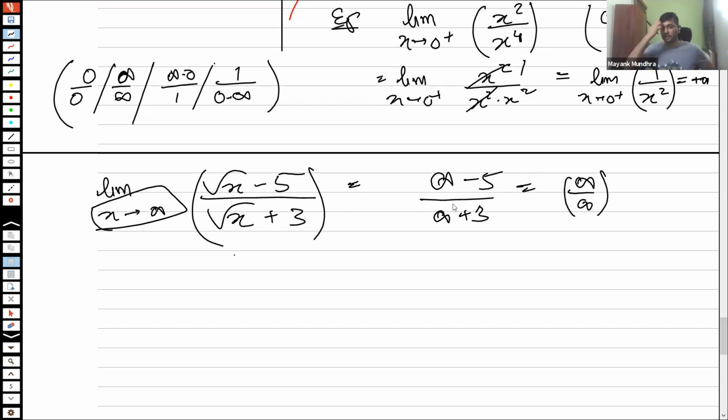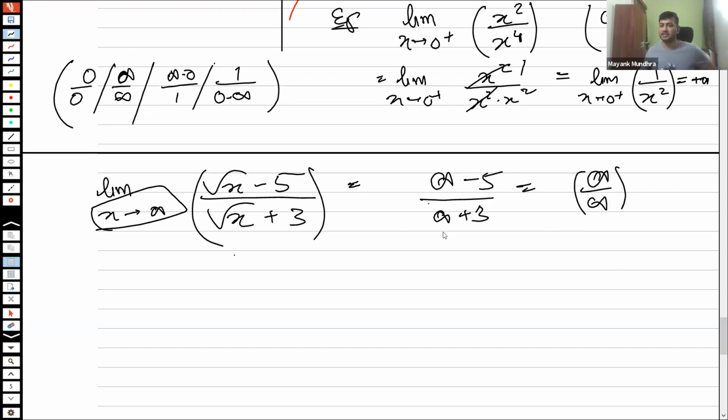So first of all, we have to figure out what format this function is in. If it is something other than infinity by infinity, or those 4 formats that I talked about, if it's something else, then we can't do anything. So first of all, I figured out that this is infinity by infinity format. So I cannot do substitution. If it were something like infinity by 1, then it would be infinity. If it would be like 1 by infinity, it would be 0 or something like that. But it is not. It is infinity by infinity.